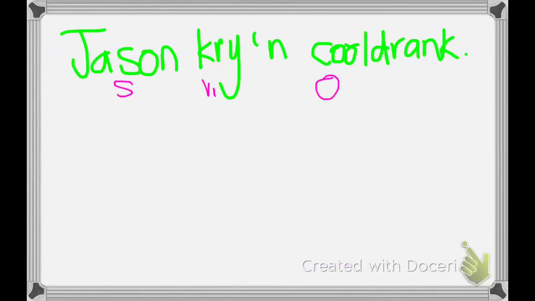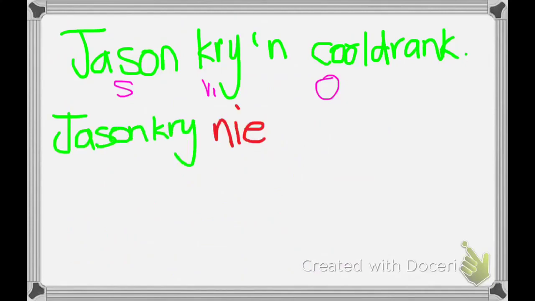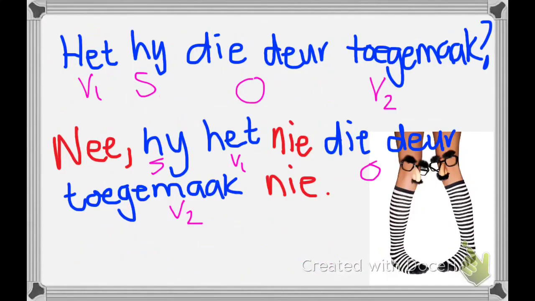Okay, so next we're going to look at something also quite simple, like Jason kry 'n koeldrank. And you can see that in this sentence it has an object, so we know that it's not a pirate sentence. So what we're going to look at is an answer that has two knees, like a normal human. So Jason kry nie, so the nie comes after the first verb, and then 'n koeldrank nie, and the second nie.